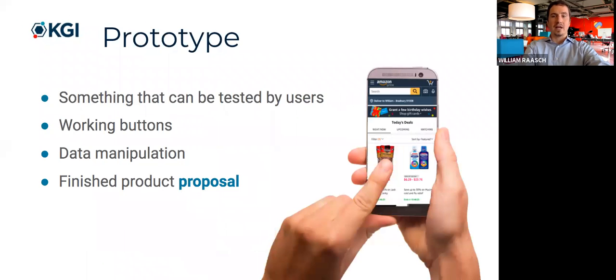Okay, and then finally, a prototype is something that can be tested by users. So here you have like the full-on Amazon app. It has working buttons, data manipulation. You can take it through a user testing and then use the results from that user testing to figure out, are people gonna actually use this product? Do they like this new feature that you're gonna implement? And the idea is that it's a finished product proposal. So it's not necessarily the product itself, but it's your proposal of what you think the product should be.